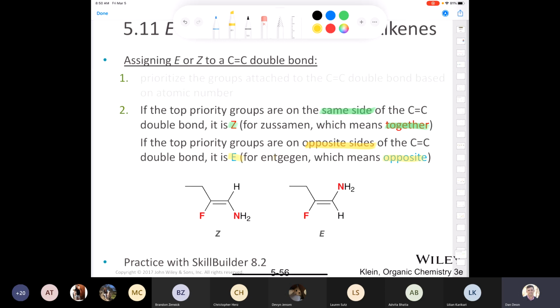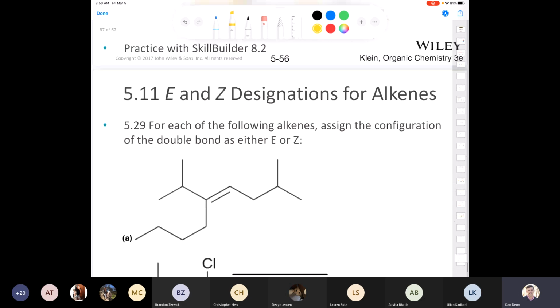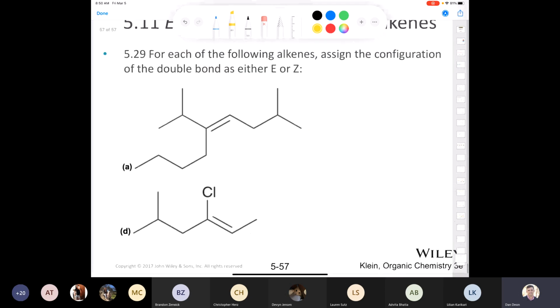So if you look at this alkene here, you see the nitrogen and the fluorine are on opposite sides, and so it's an E alkene. Again, here, these are on the same side, and so we have a Z alkene. That's all there is to it. Again, we use the exact same rules that we used for assigning stereochemical configuration.